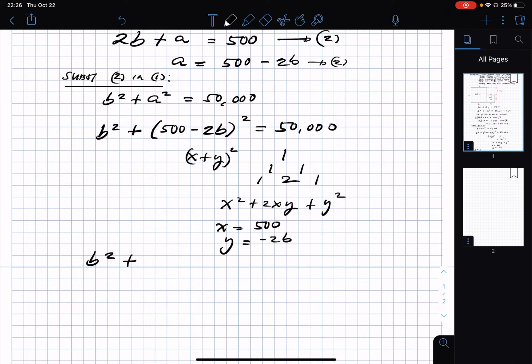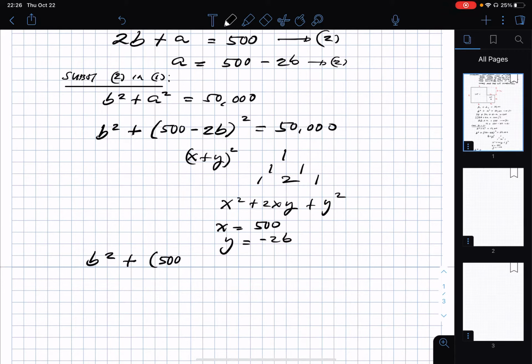Okay. Now you can multiply it twice if you want. That's 500 minus 2b times 500 minus 2b. But I am applying the Pascal triangle based on my first lecture on how you will do this. So this will be x squared, and your x will be 500 squared plus 2. X is 500 times y, minus 2b, plus y squared, that's minus 2b squared.